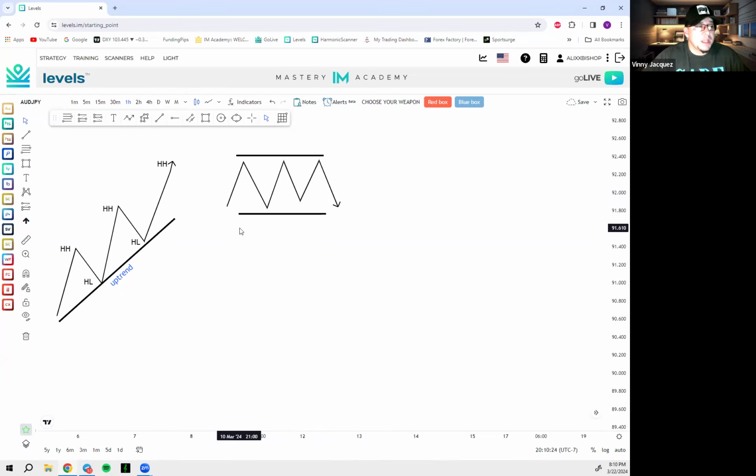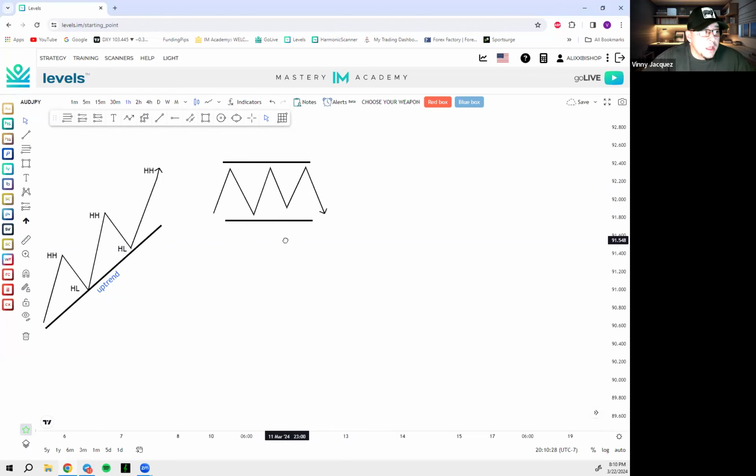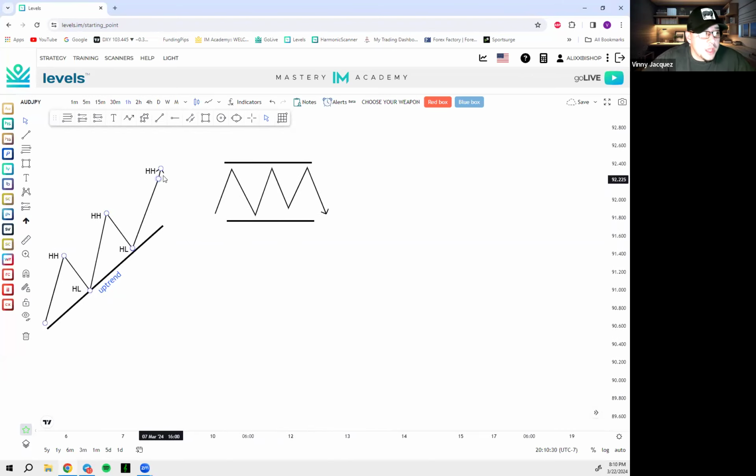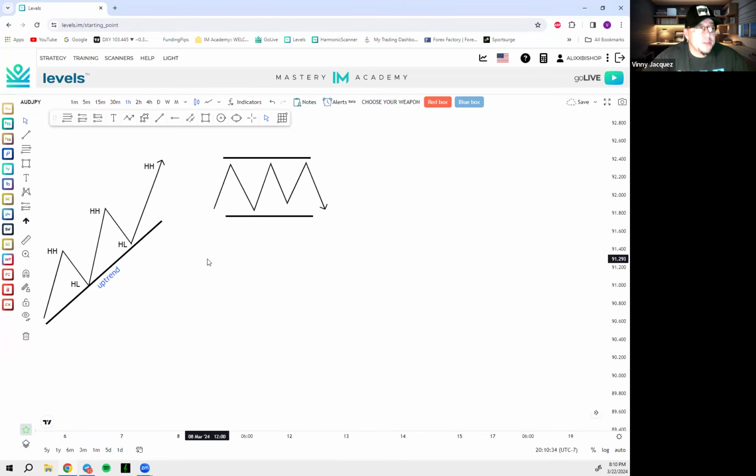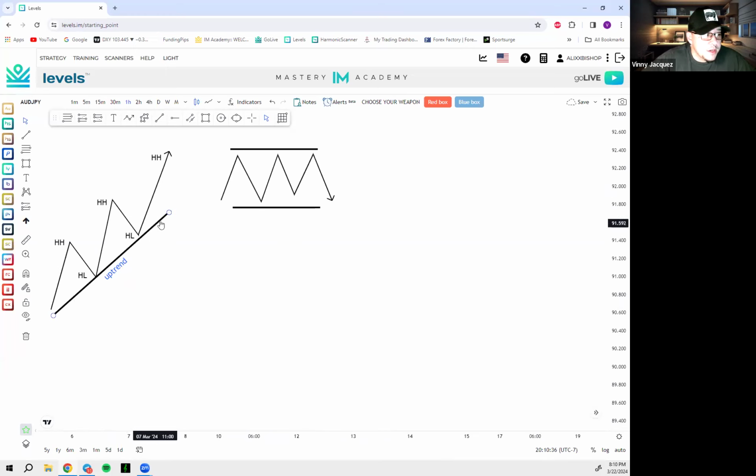Right. So we're going to be covering market structure, super basic. I'm drawing this in a way that I want you guys to take the notes. Okay. So the market moves in three ways: an uptrend, creating higher highs and higher lows.